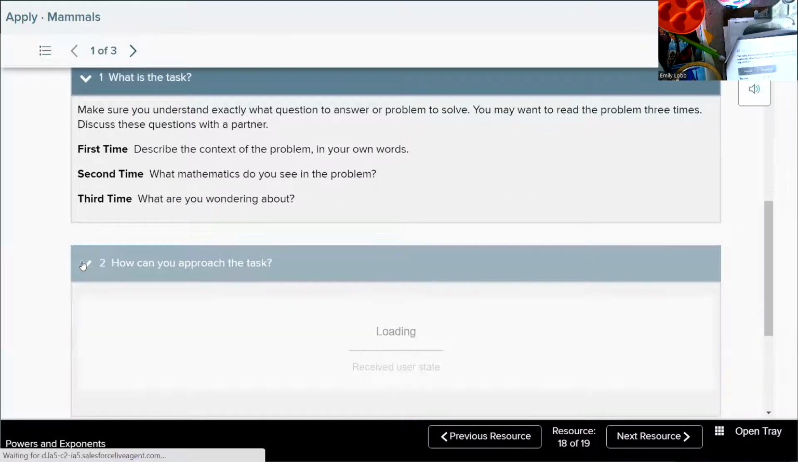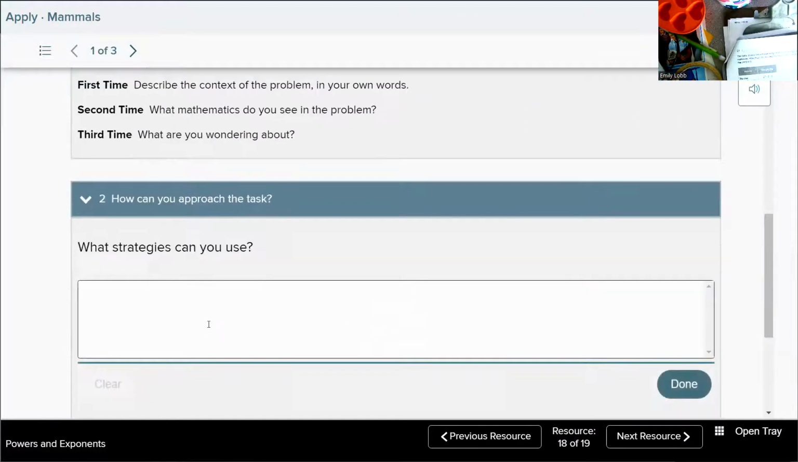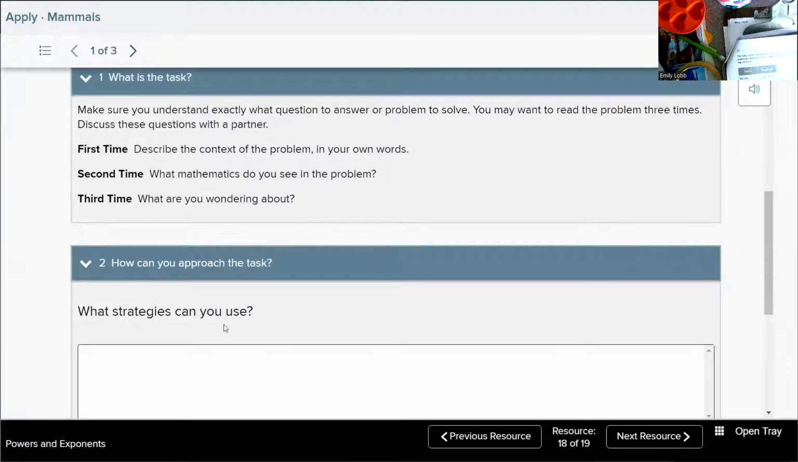All right, so how are we going to approach it? What should we do first? What are we going to do, Xander? Math. I think that's a great strategy to use. We are going to use some math. Maybe Xander can elaborate on what kind of math. Subtraction. So we have to do subtraction, but before we can subtract, what do we really have to do? We have to solve those powers.